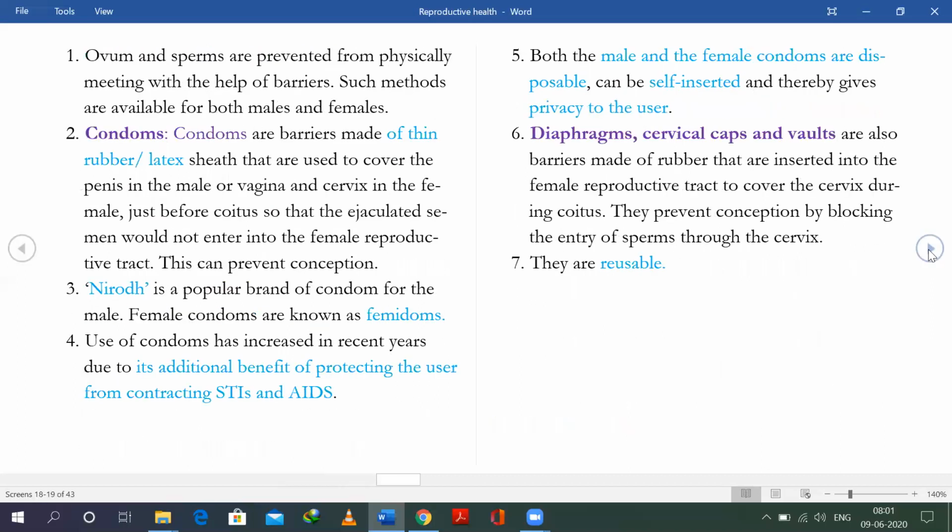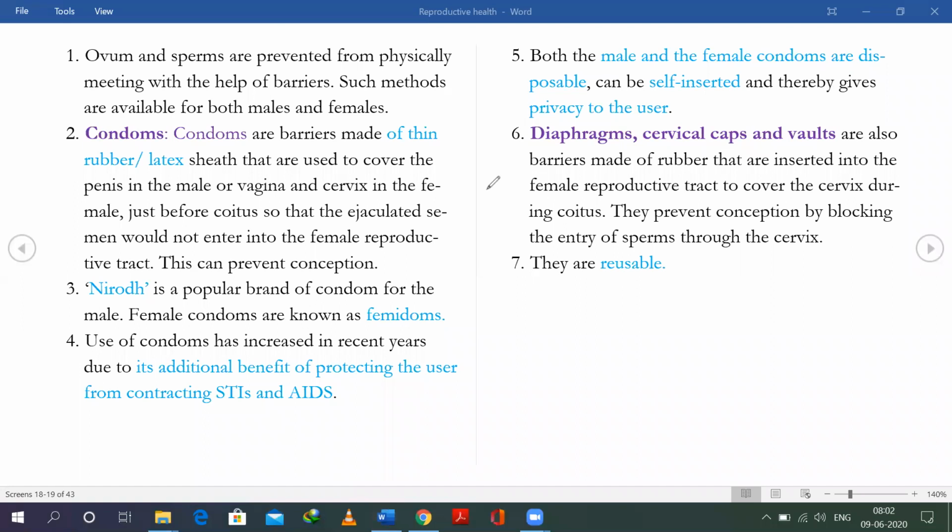And when you see the barrier methods, they are simply barriers, right? What are the barriers for? They are barriers for the gametes, male and female gametes. They physically prevent the male and female gametes from meeting with one another. The ovum and the sperms are physically prevented with the help of these barriers. That is why these methods are simply referred to as the barrier methods.